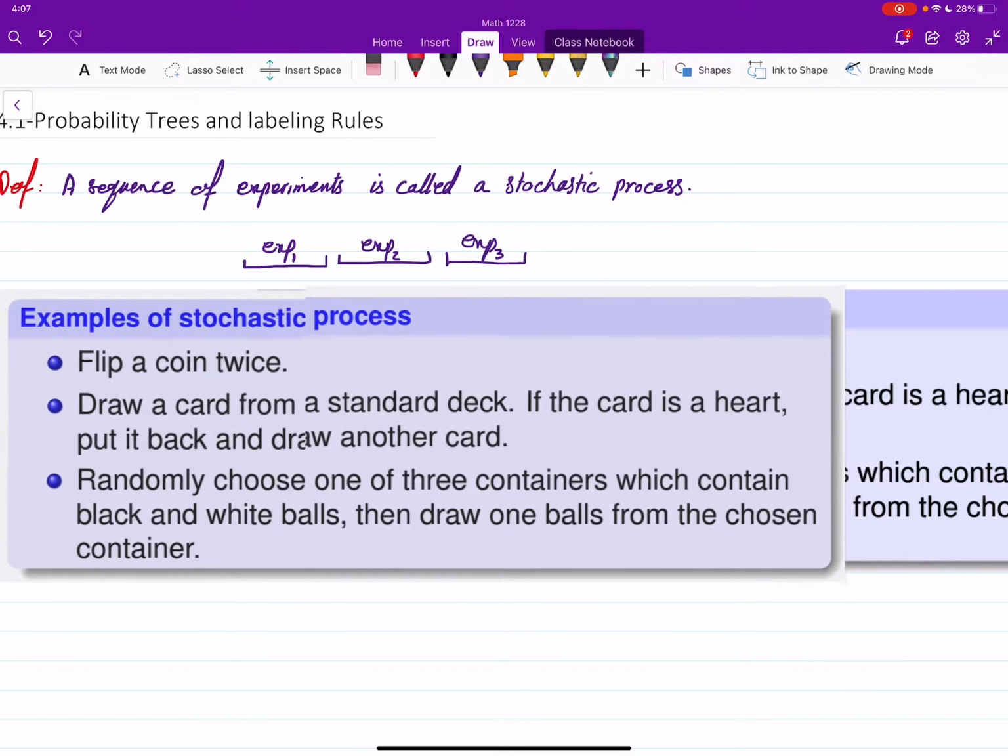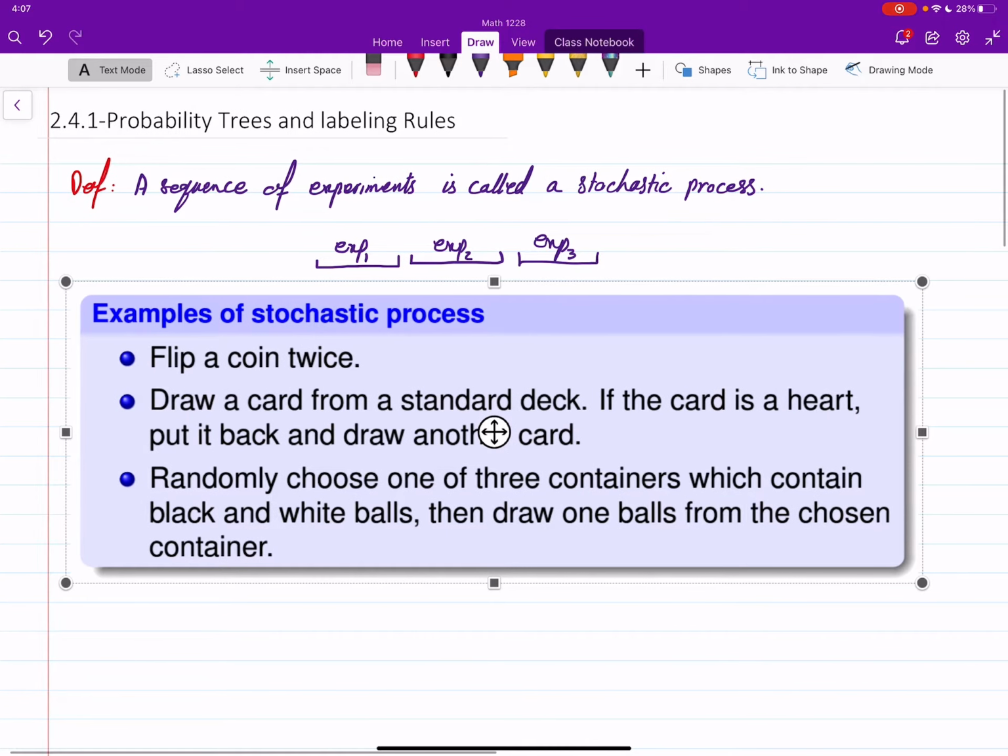toss a coin twice. So you have the experiment of tossing a coin, you're repeating it twice, and in this case, you see that the outcome of the first experiment doesn't change the outcome of the second one. But in general, they can affect each other.